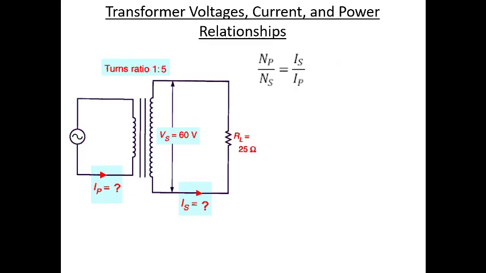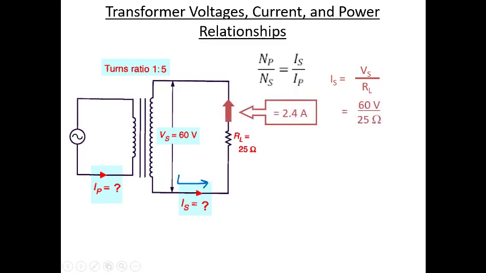And it looks like we have 60 volts and 25 ohms. So the current in the secondary, so when we're trying to find the current going here, we would take 60 volts divided by 25 ohms, and we would get 2.4 amps.